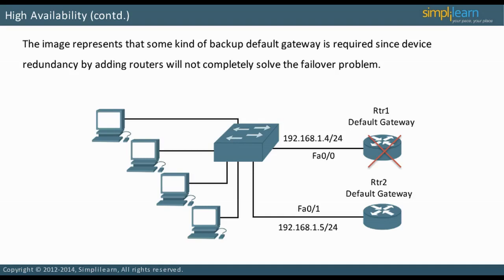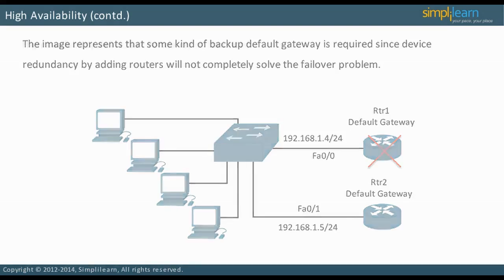As shown on the image, device redundancy by adding routers will not completely solve the failover problem. Some kind of backup default gateway is required. Let us discuss backup default gateway in the next slide.